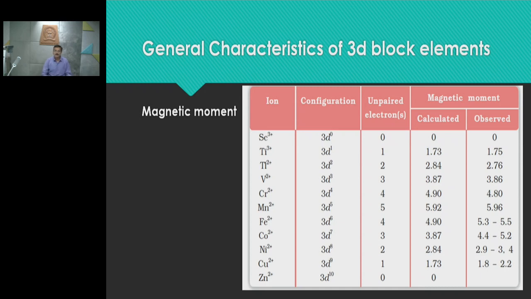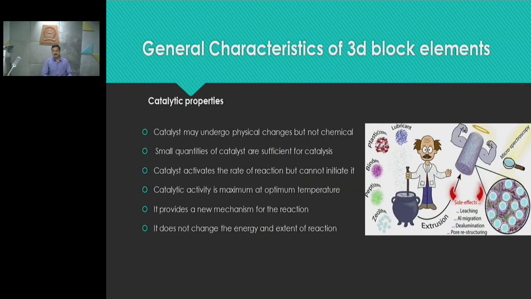So why do we see the magnetic property and magnetic moment? Ions with different oxidation states show different numbers of unpaired electrons, which leads to magnetic moment. There is calculated magnetic moment and observed magnetic moment. Whenever there is no unpaired electron, there is no magnetic moment, but with unpaired electrons there is an observed and calculated magnetic moment. So this is one property.